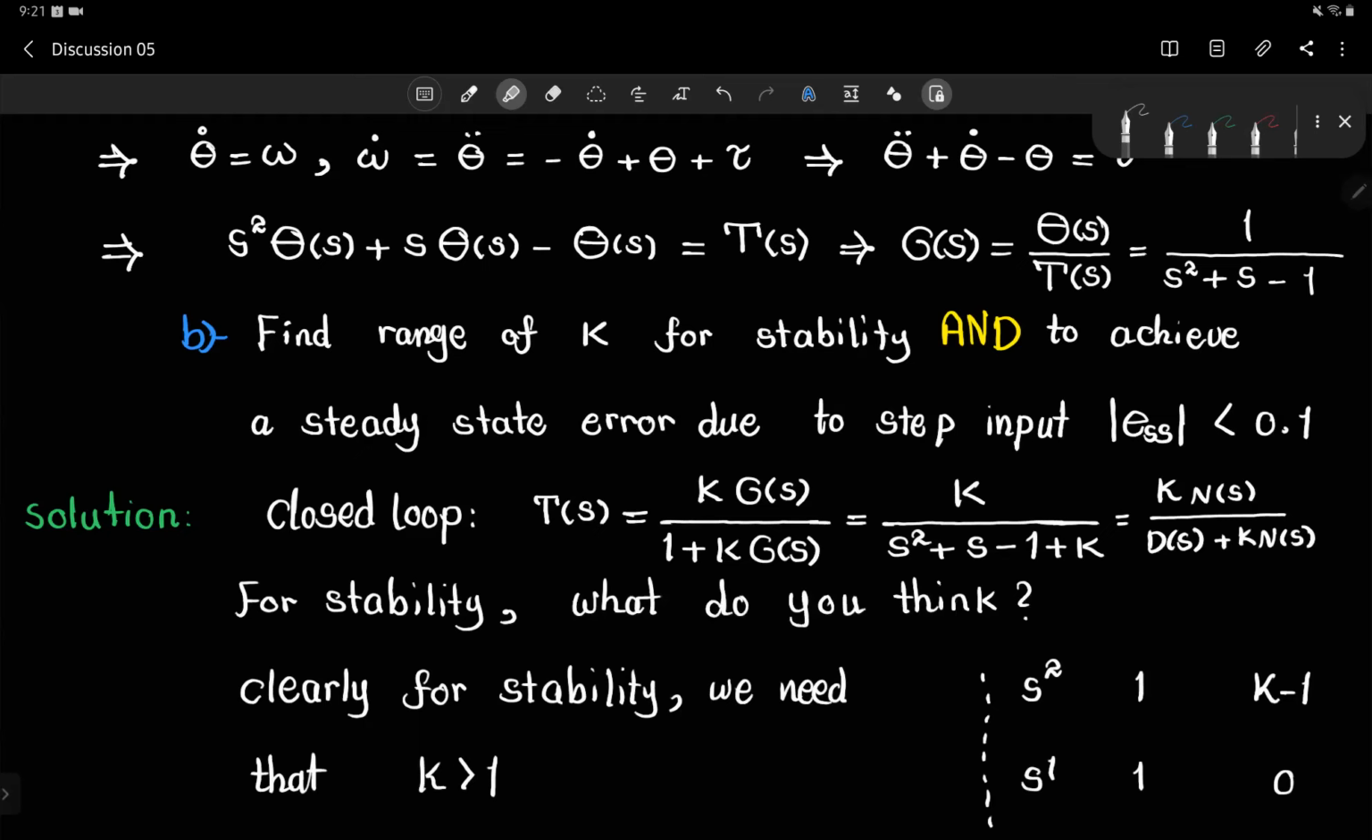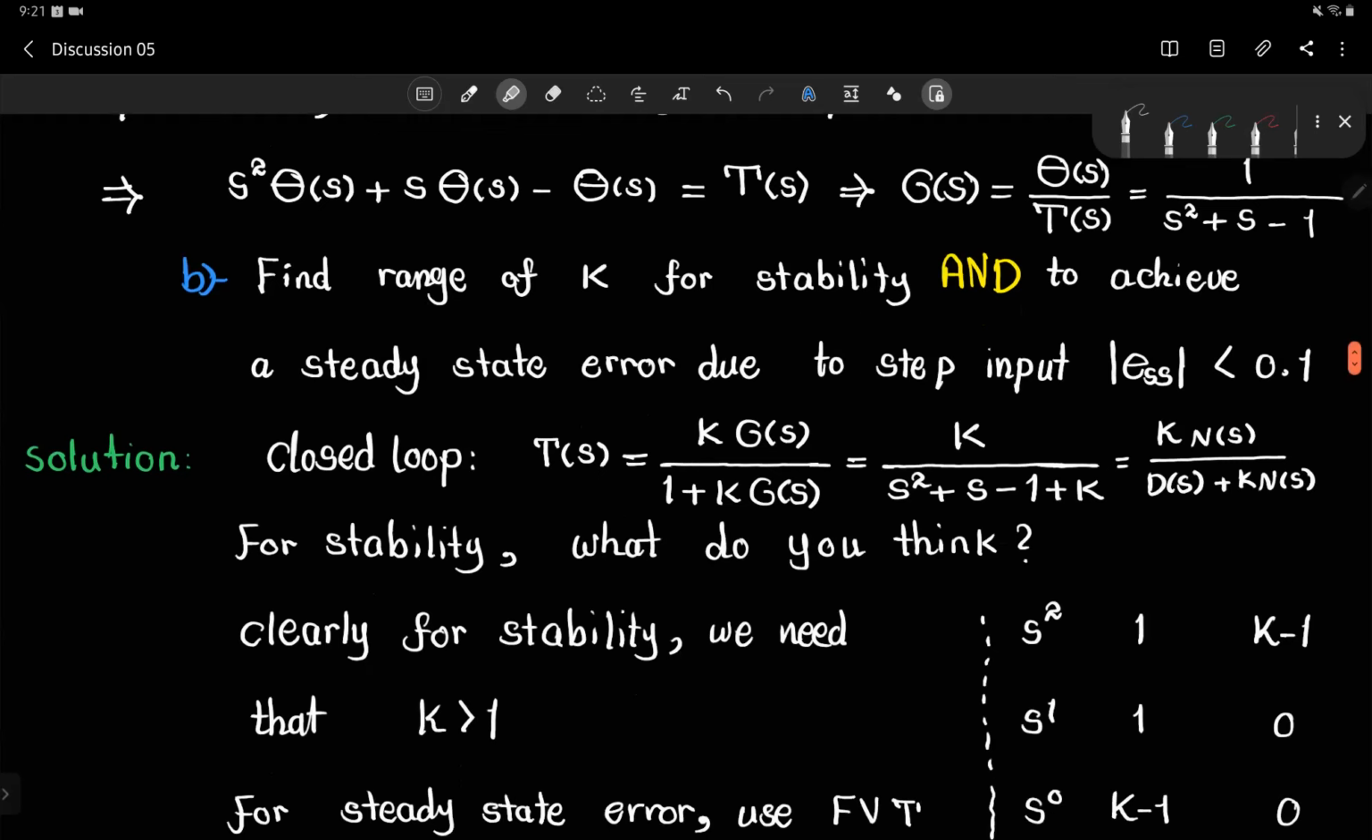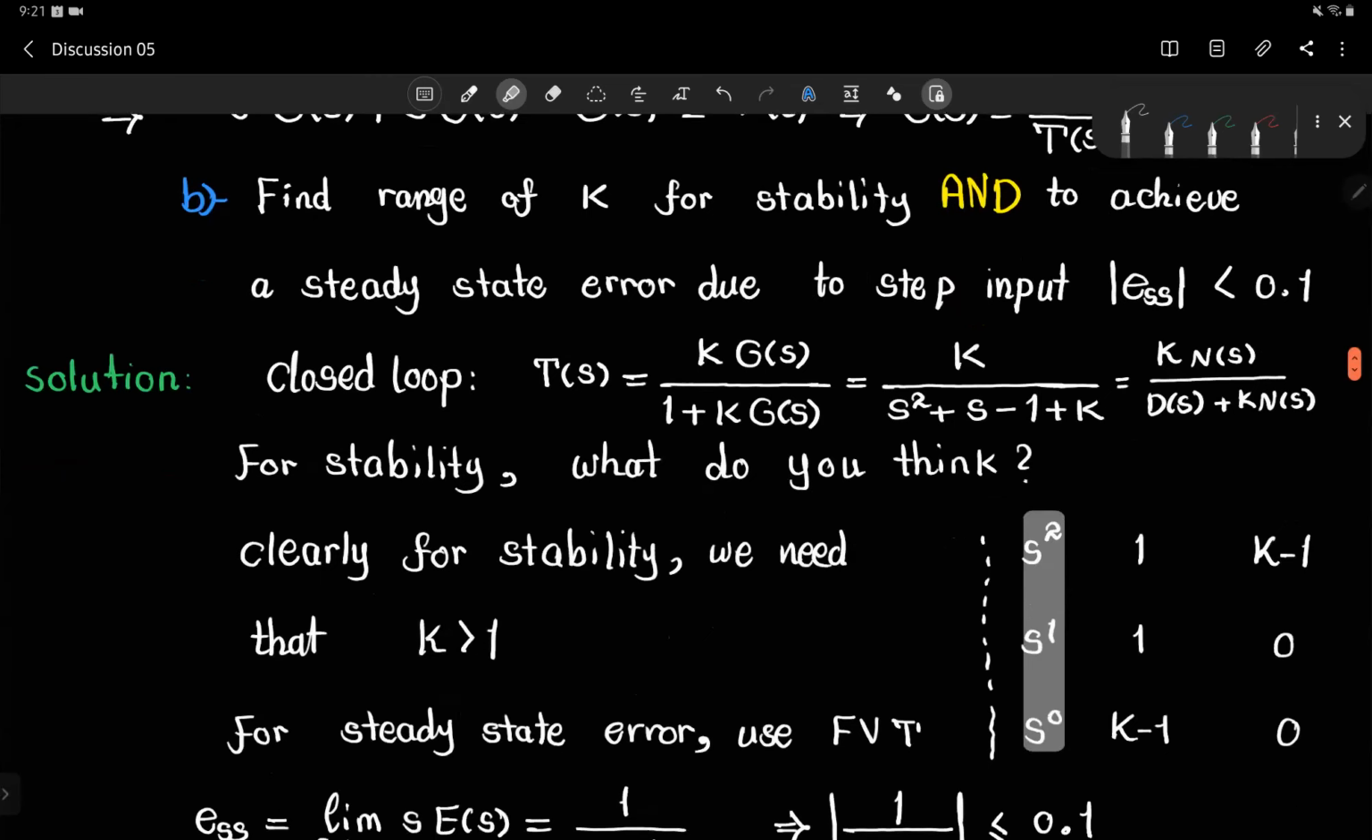So again, we construct the Routh Hurwitz table. This is a second order polynomial, which is pretty easy, right? So we have s squared, s to the power 1 and s to the power 0. We have the coefficients 1, k minus 1, and 1. So we compute this term here, which is basically k minus 1 times 1 minus 0 divided by 1, which is going to be equal to k minus 1. So clearly for stability, we need that no sign changes happen here. So we need that k has to be bigger than 1. So this is the requirement for stability, right?